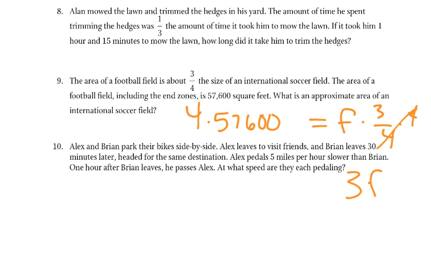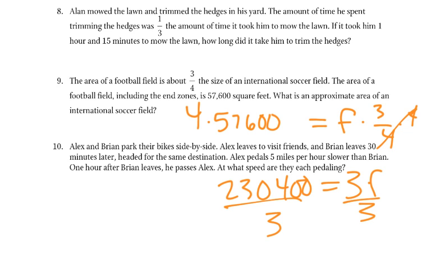So we could times by 4 first. So we get 3 times F equals 4 times that 57,600, which would be 230,400, divided by 3. We get the area of the soccer field as 76,800 feet squared.